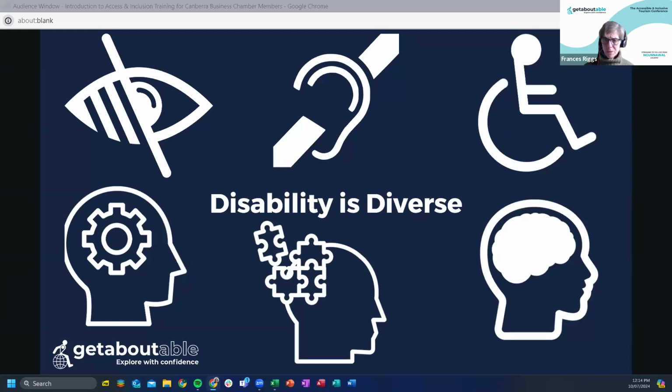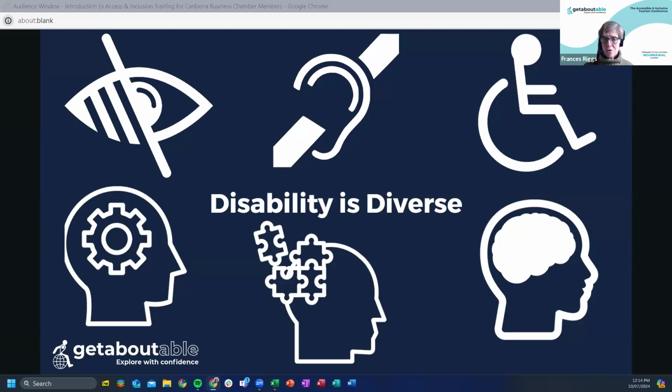Another category of disability is psychosocial disability, for example, schizophrenia and schizoaffective disorder, anxiety disorders, obsessive compulsive disorder, post-traumatic stress disorder, agoraphobia and social phobia, and mood disorders such as depression and bipolar, for which there are many symbols. This one in the middle down the bottom is of a head with a few puzzle pieces and one coming away from the rest of the group.